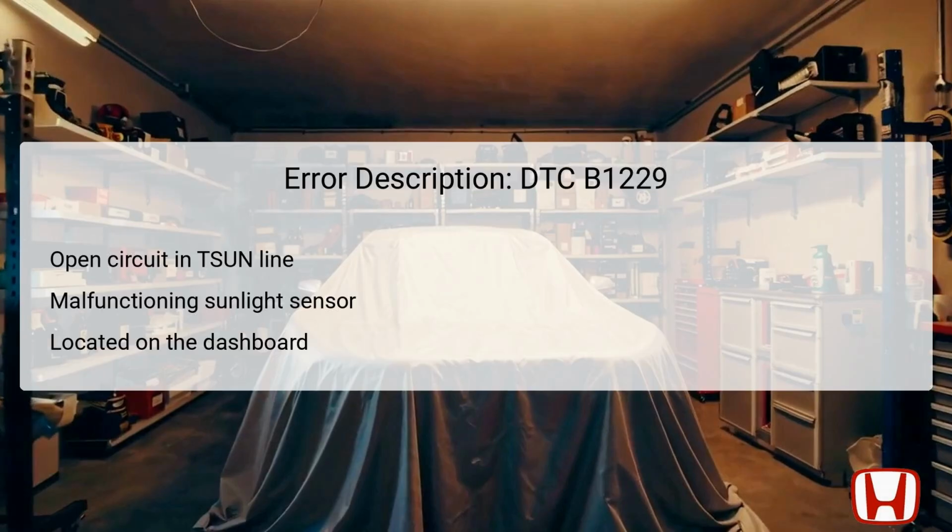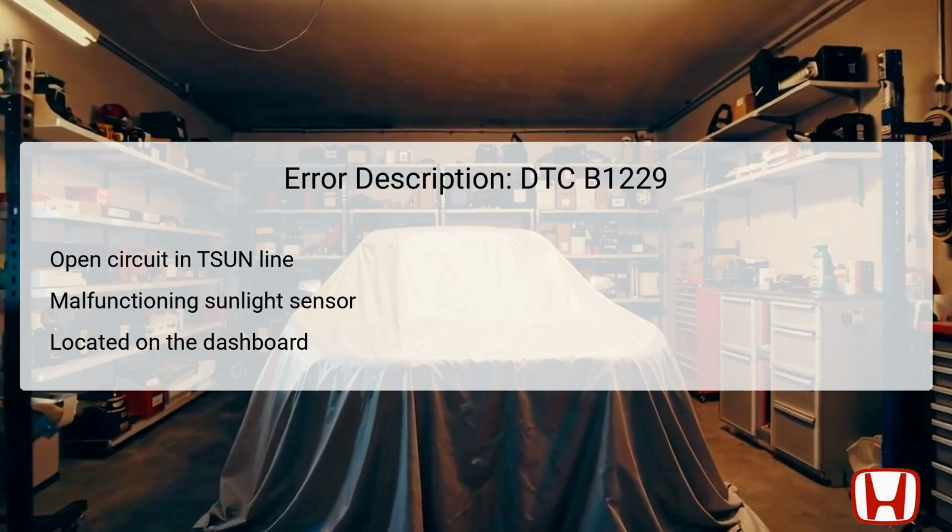The error described by DTC B1229 points out an open circuit, specifically within the TSUN, sunlight sensor signal line. This implies that there may be a break in the signal wire that transmits data from the sunlight sensor to the climate control unit. The malfunctioning sunlight sensor cannot send accurate information about sunlight intensity, which may prevent the climate control system from functioning effectively.